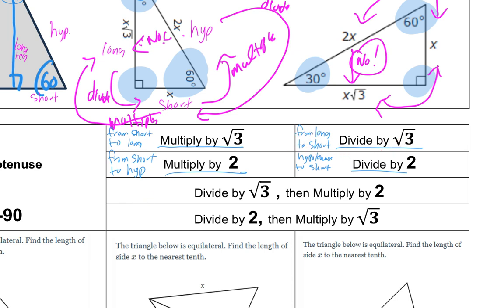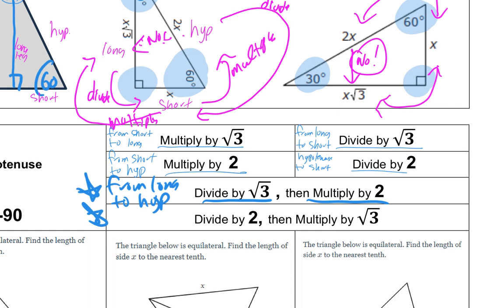And then this is the trickiest one, so this is where we have to really focus the most. If we're going from the long to the short to the hypotenuse, this is the path we're going to do. We're going to first divide by the square root of 3, then we're going to multiply by 2.